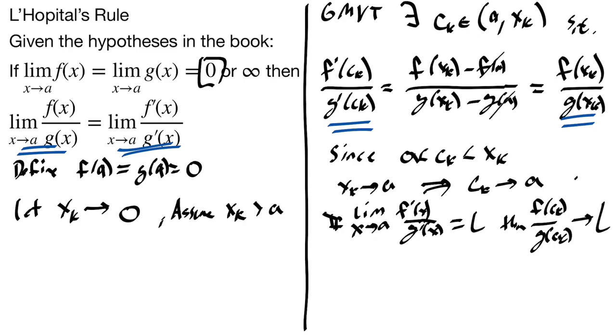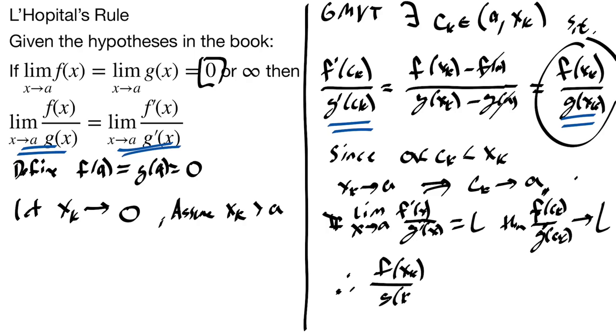Well, okay, since the ck's approach L, and these have primes on them, since f prime of ck over g prime of ck approach L and they're equal to f of xk over g of xk, then we know that f of xk over g of xk has to approach L also. And so we made this connection between f prime and f, and so we know that because it's a sequence, the ck's have to go to L. Well, that means that the f of xk over g of xk have to go to L as well.